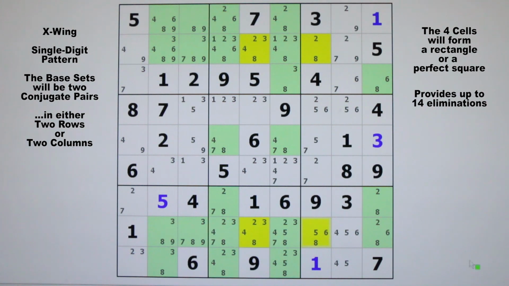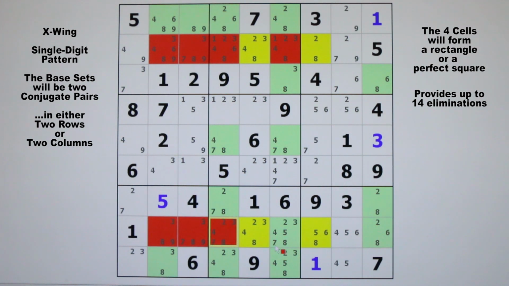And boy, there's a lot here. There are, looks like, 9 eliminations going to be made here. 1, 2, 3, 4, 5, 6, 7, 8, 9. So you can eliminate the candidate 8 out of all of those red cells. 1, 2, 3, 4, 5, 6, 7, 8, 9. And as I said, there can be up to 14 eliminations with an X-Wing. All right, let's go to the next one.